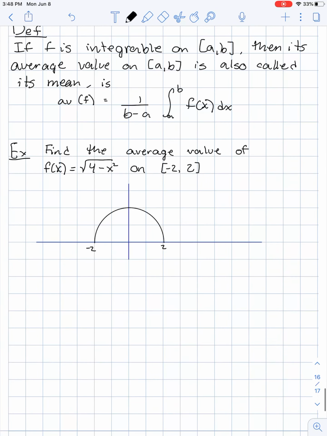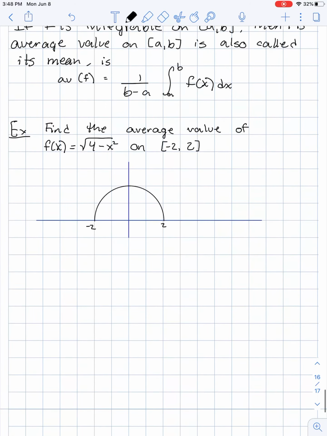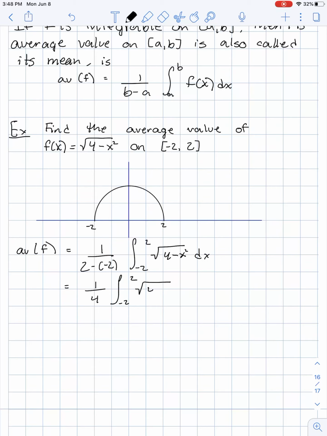If we find the average value of f of x equal to the square root of 4 minus x squared on negative 2 to 2, the average value of f is going to equal 1 over 2 minus negative 2, the integral from negative 2 to 2 of the square root of 4 minus x squared dx. I had to think about that for a second. Which is going to equal 1/4 times this integral. I don't know anything about this integral. This does not look like any antiderivative rule we just learned. I'm frankly very scared of it.